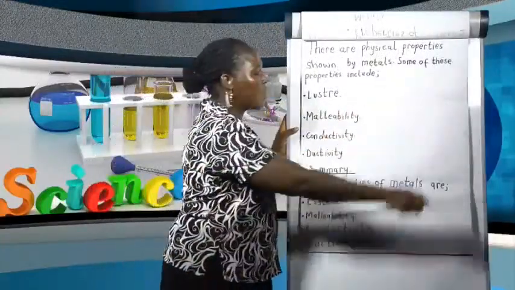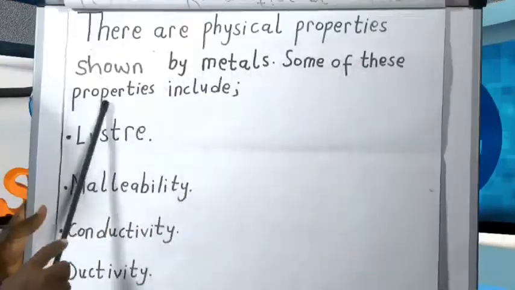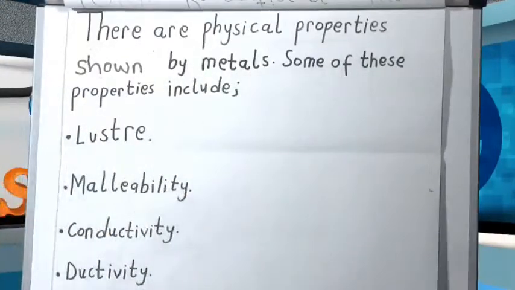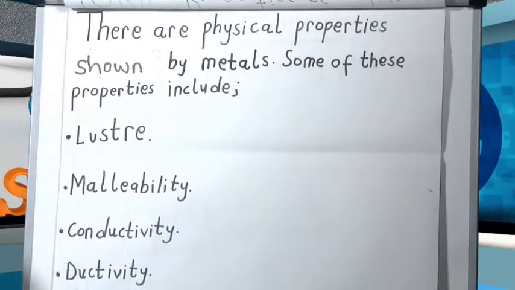There are physical properties shown by metals. Some of these properties include what is on the board. We have properties of metals and non-metals. Now today, I'm coming to look at the properties of what? Metals. Now the first property of metal is what?